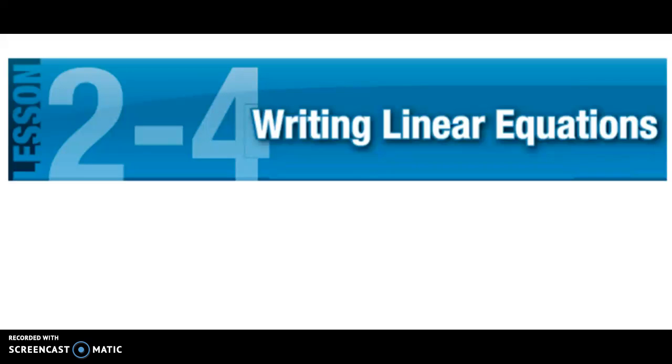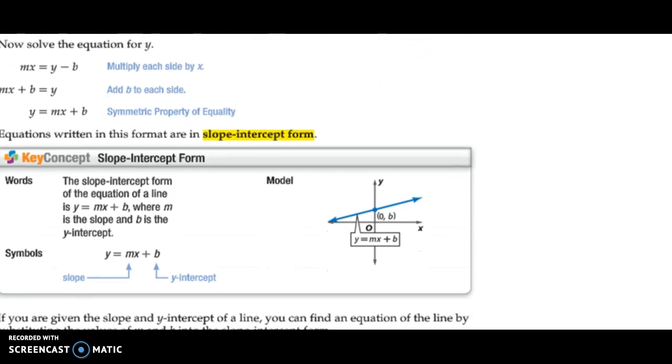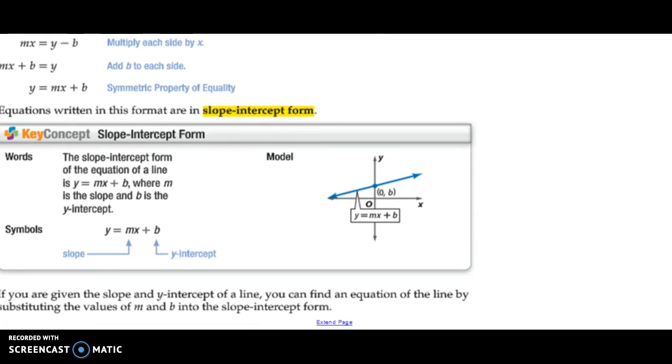Today we're going to be talking about section 2.4, which is on writing linear equations. Linear equations can be written in many different forms, but one of which is called the slope-intercept form. Slope-intercept form is when you have y equals m, which is our slope, times x plus b, the y-intercept, so where it crosses the y-axis on our graph.